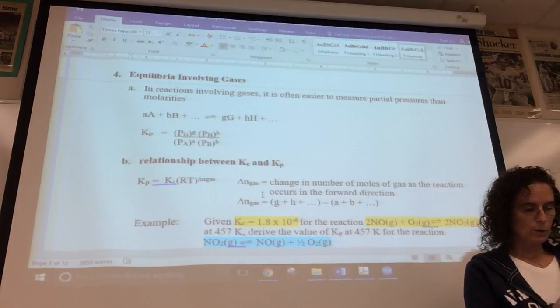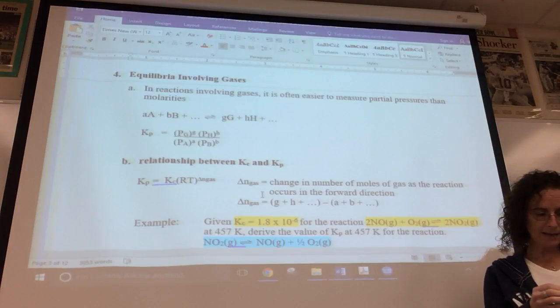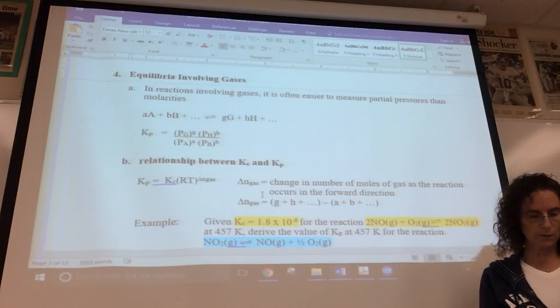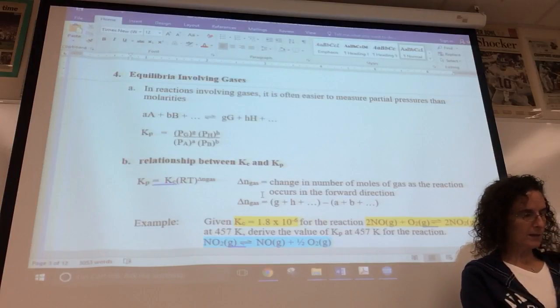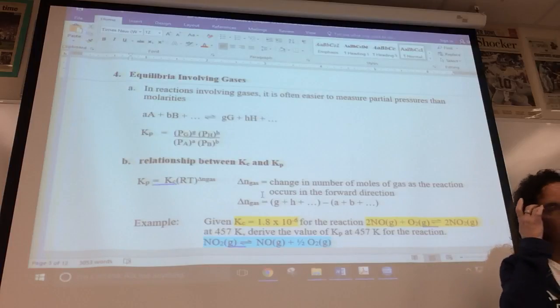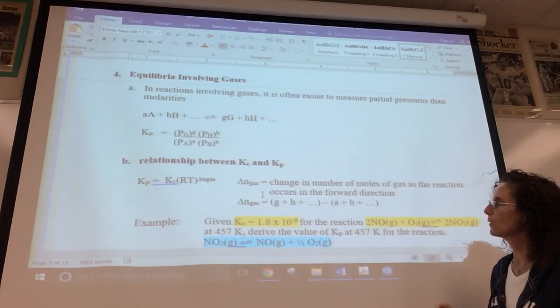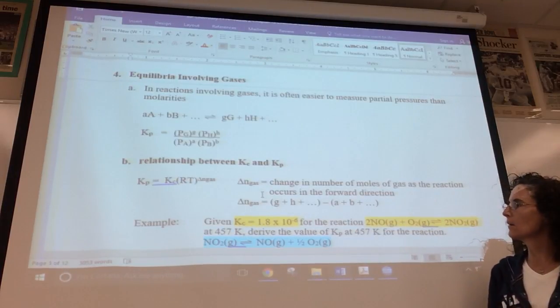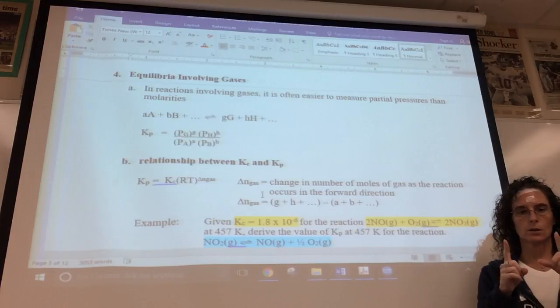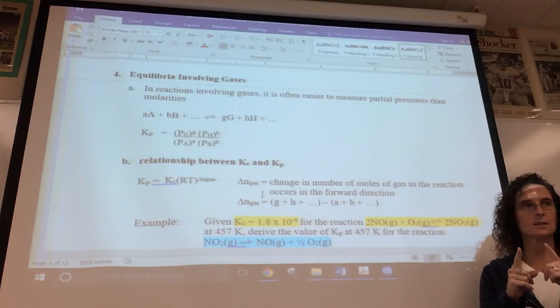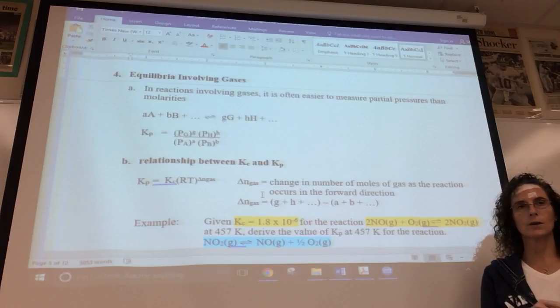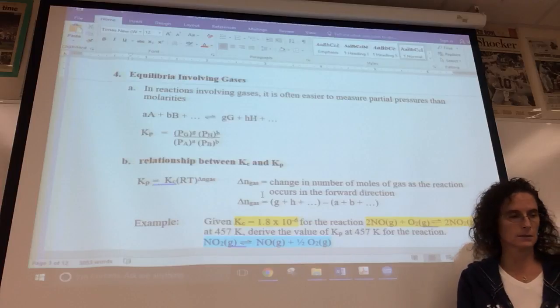Okay, so the relationship between Kp and Kc can be illustrated with the following equation, where Kp is equal to Kc times RT raised to delta N of the gas. What's delta N of the gas? Well, this is very simple. This is the change in the number of moles of gas as the reaction occurs in the forward direction. So delta N of the gas is going to be stoichiometric coefficients of gases in the products minus stoichiometric coefficients of gases in the reactants, okay?